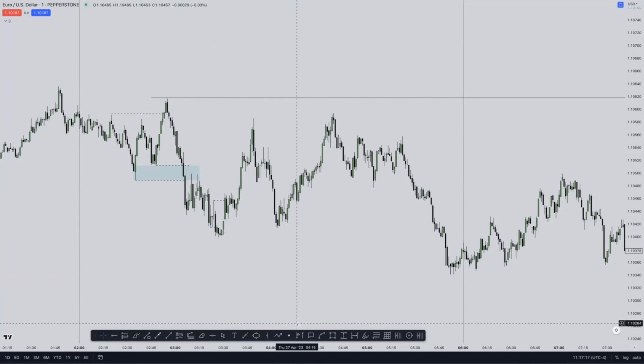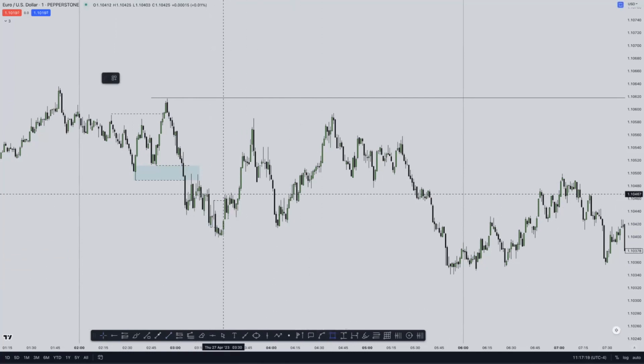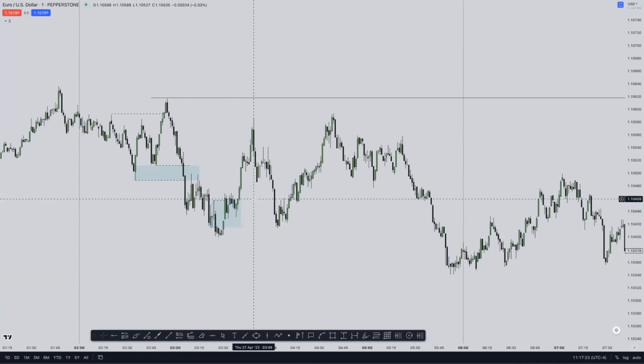Close above it. This closure is telling me, okay, you know what? These series of up close candles, that's my breaker. You see that? The series of up close candles, that is my bullish breaker.